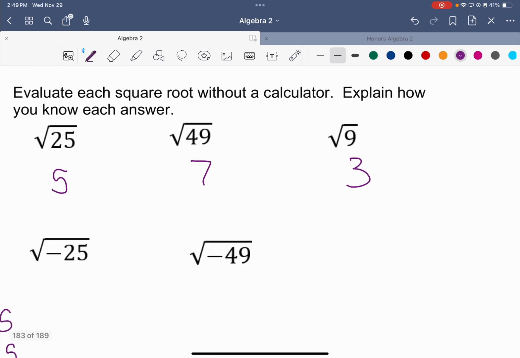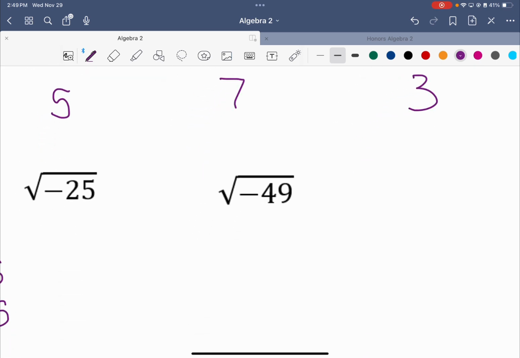If I go back to the square root of negative 25 now, I can rewrite it as the square root of 25 times the square root of negative 1. What's the square root of 25? Well, it's 5. What's the square root of negative 1? i. So the square root of negative 25 is 5i.